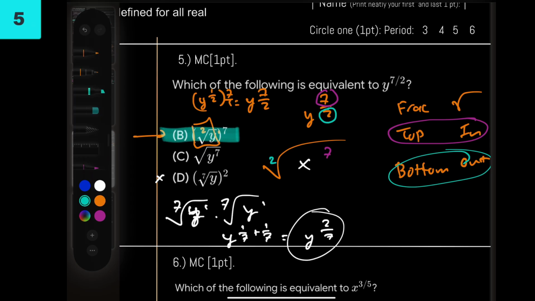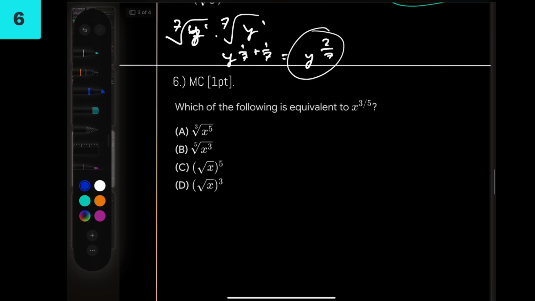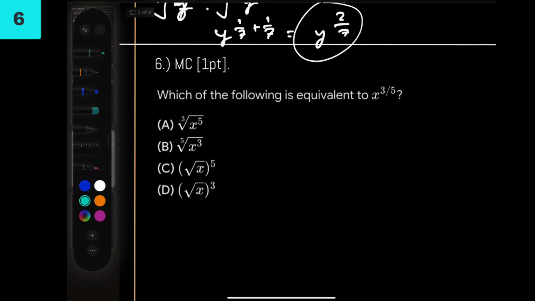But let's double check this C. Whoops. Let's use this color. Yeah, this one can also be the answer. So you can have either B or C to have the correct answer. Number 6. Do the same thing. So the top goes in and the bottom goes out, and that would be choice B.